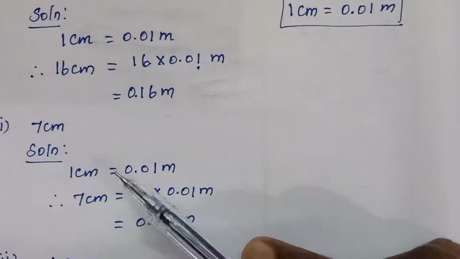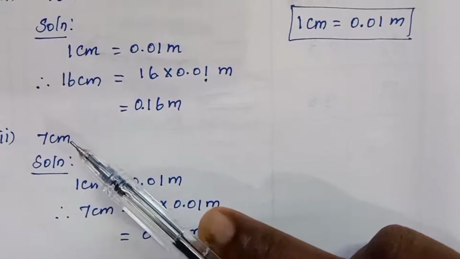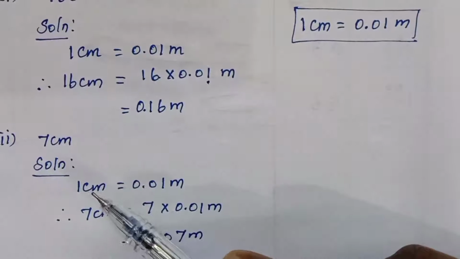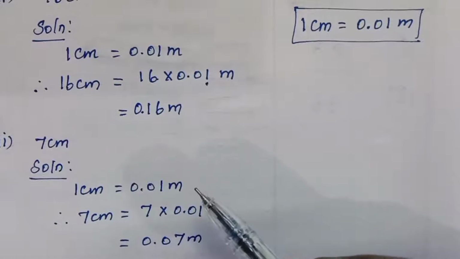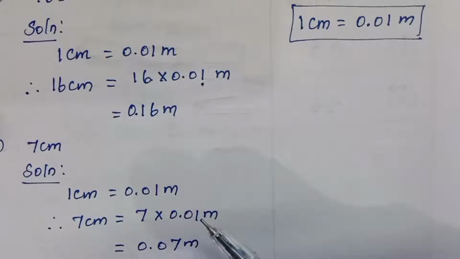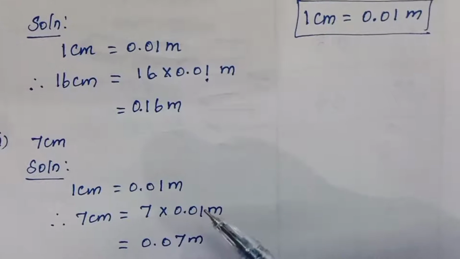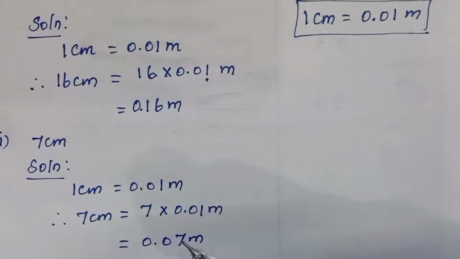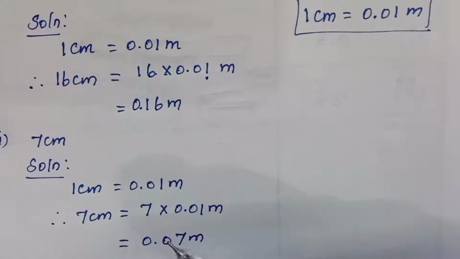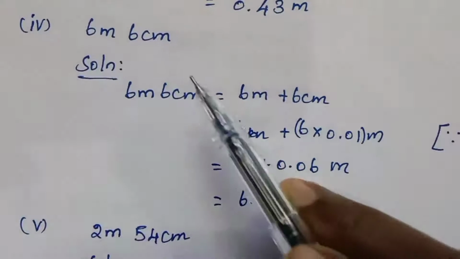The second problem, the same way, 7 centimeter. We want to convert 7 centimeter into meter. So that is 1 centimeter equal to 0.01 meter. So therefore 7 centimeter is equal to 7 into 0.01 meter. So 7 multiplied with 1, 7. We need 2 decimal places. So that is 1, 2. So 0.07 meter. Students, third problem, find yourself.